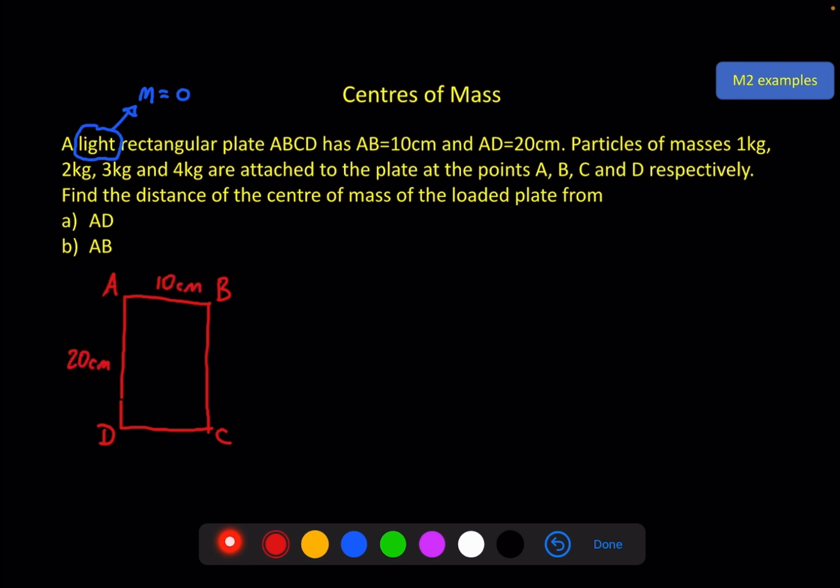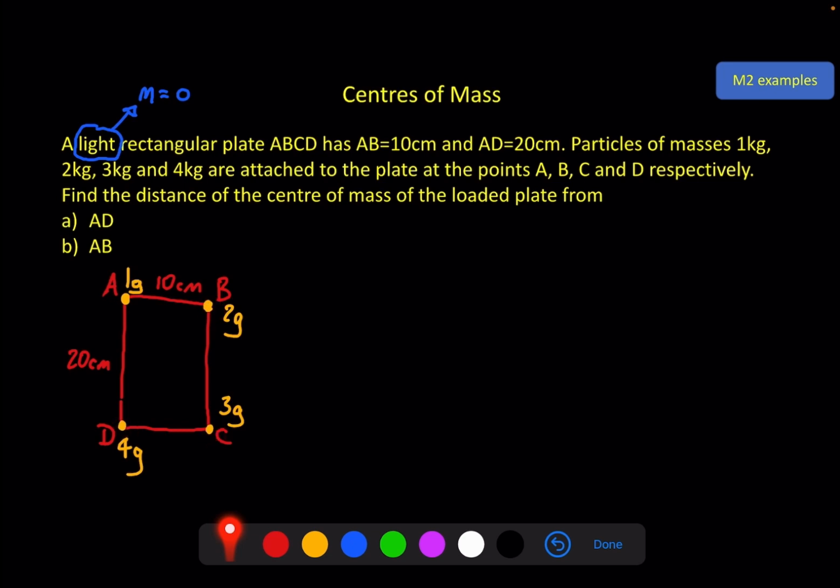And then we've got particles of masses attached to the corners. A is a 1 kilogram mass. B is a 2 kilogram mass. C is a 3 kilogram mass, that's 3g weight, and then a 4g weight at D. And the point of it saying that this is a light rectangular plate is not to confuse you. The plate itself has no mass. We're just looking at these masses on the corners.